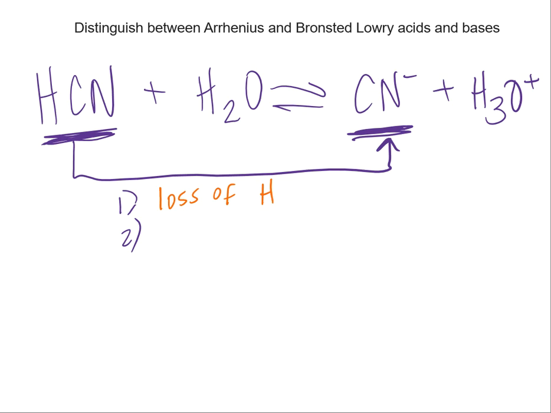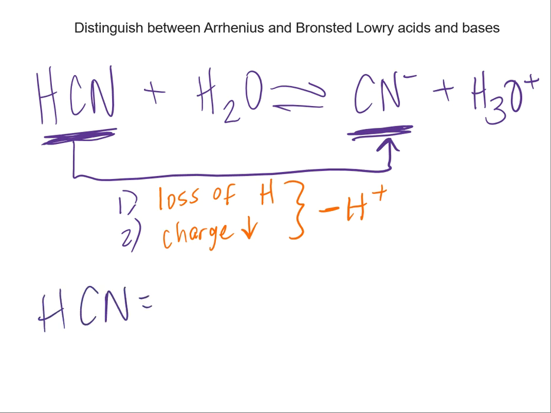The second thing was the charge decrease. So what this tells us is that we lost a proton. A proton is a hydrogen ion. When you lose a proton, the number of hydrogen decreases, the overall charge decreases. So because HCN lost a proton, that lets us know that HCN represents our acid. So HCN is the acid, or more specifically, the Bronsted Lowry acid.